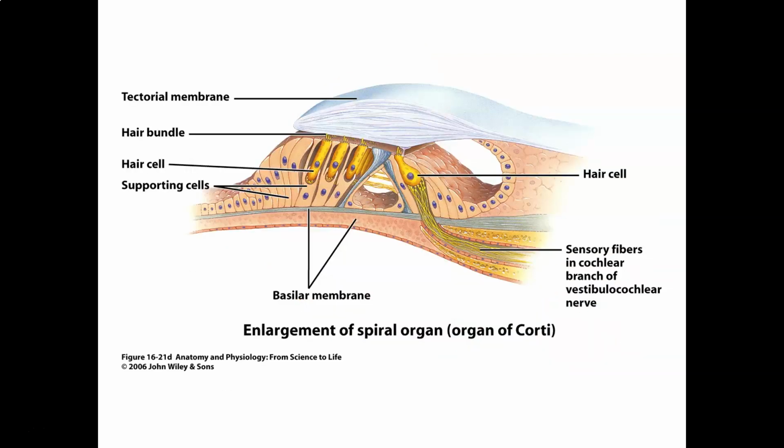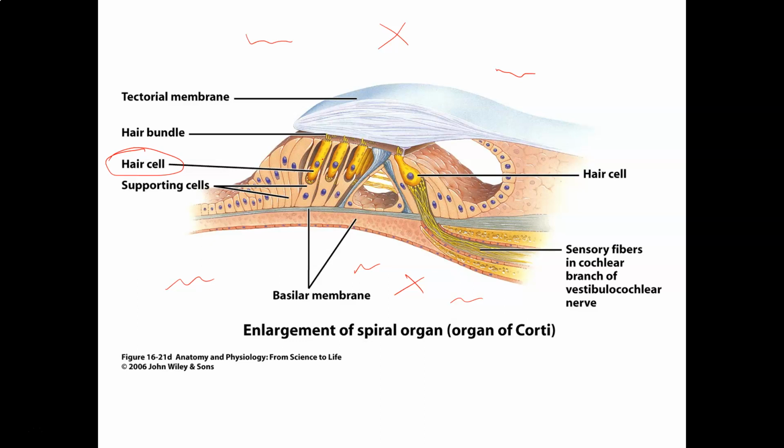Okay, so this is a close-up of looking in the cochlea. So this white space above and below is going to have fluid in it. This is fluid. And then here is the organ of Corti. So these yellow cells called hair cells, those are your actual hearing receptors.